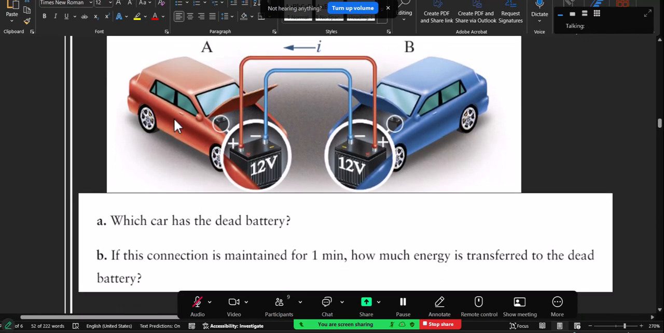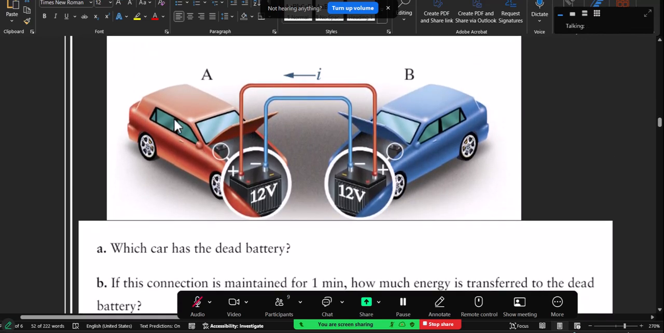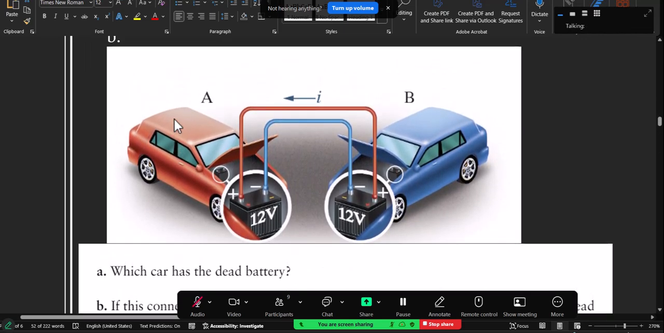Okay, so I've got that the current is flowing in that direction, and I don't think I told you, but it is a positive current. And so which car has the dead battery if I'm charging it this way? Can you tell from this picture? It would be the red car.